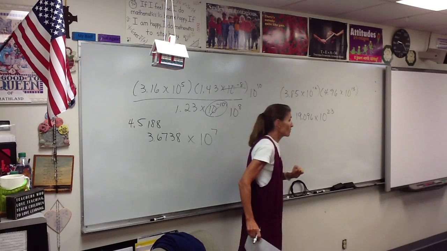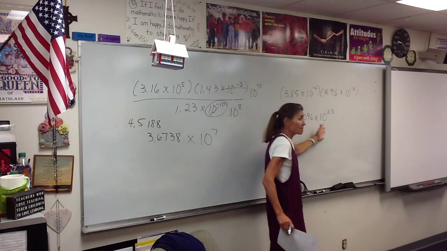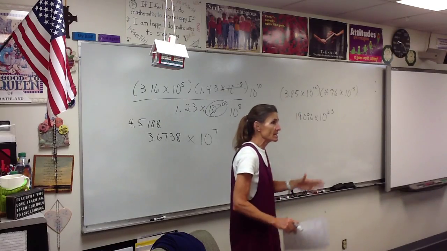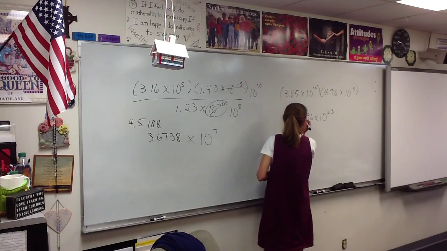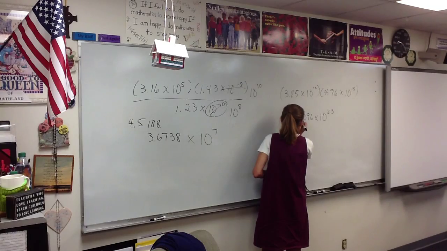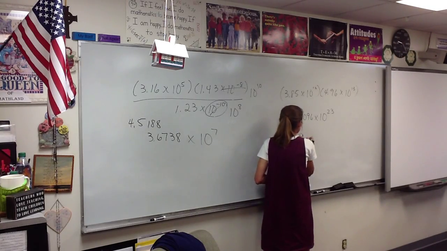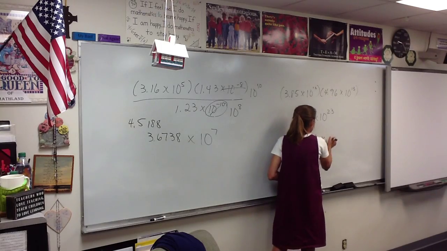The decimal's not in the right spot. This is the way it came out, and that's okay. But like Moses said, it's not the final answer. To get the final answer, we have to move the decimal point over to here. So we have 1.9096.